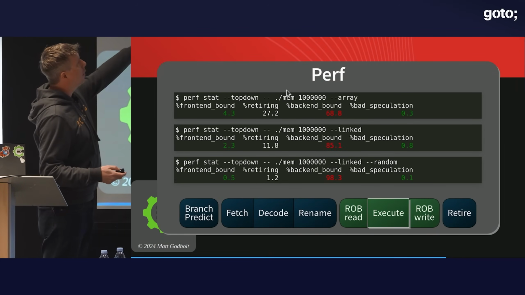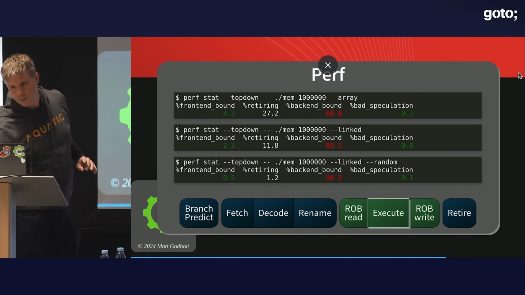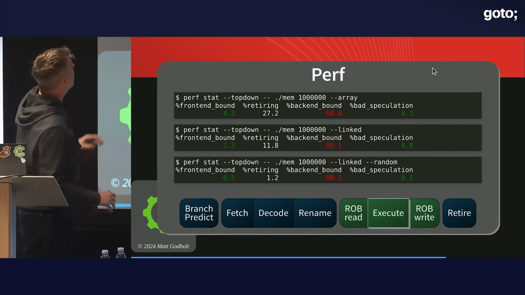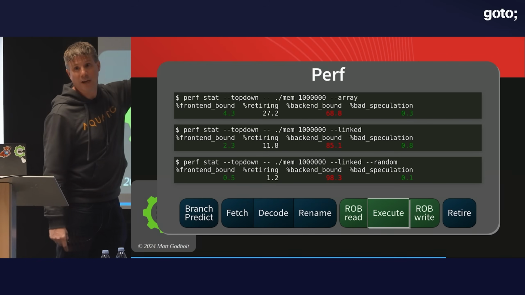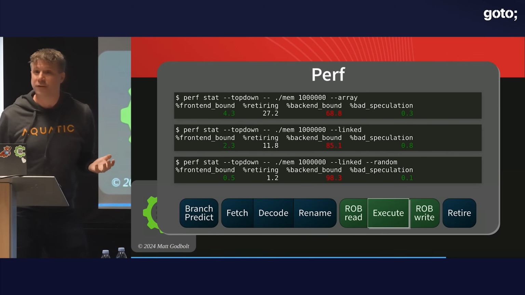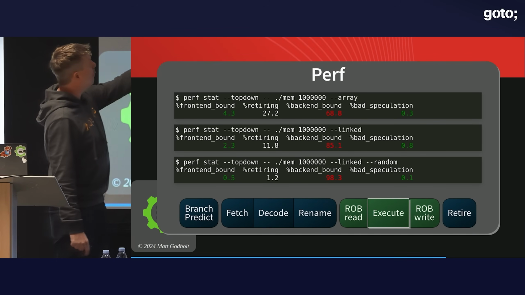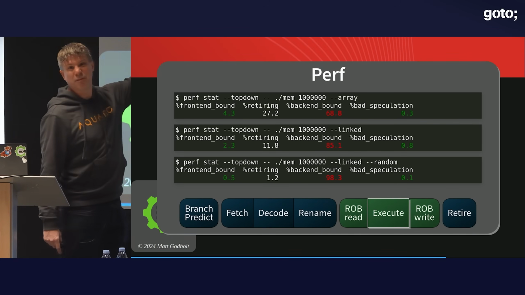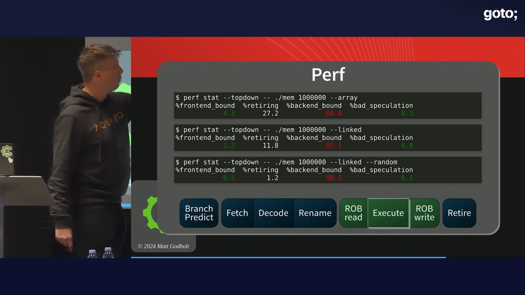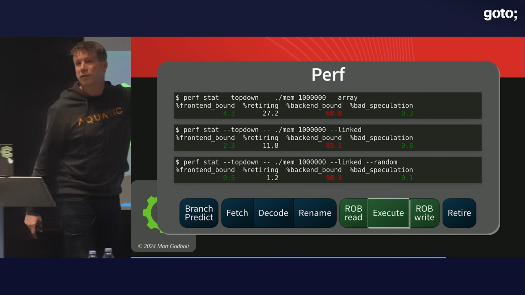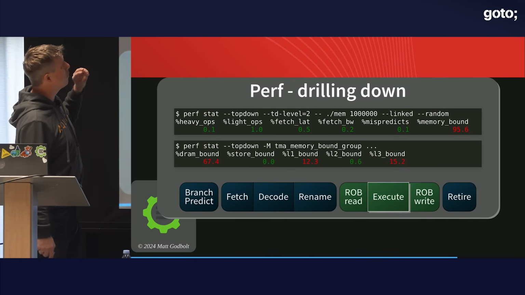So if we run it on our code, we can see that of those top four categories, we're definitely back-end bound, which is not too surprising. That's where the memory accesses are going to happen in the back end when the execution is actually happening. And we can see that for the array version, we're only 68% bound. For the linked list version, we're 85% bound. And then if we're doing it random, then essentially all the machine's doing is waiting in that stage.